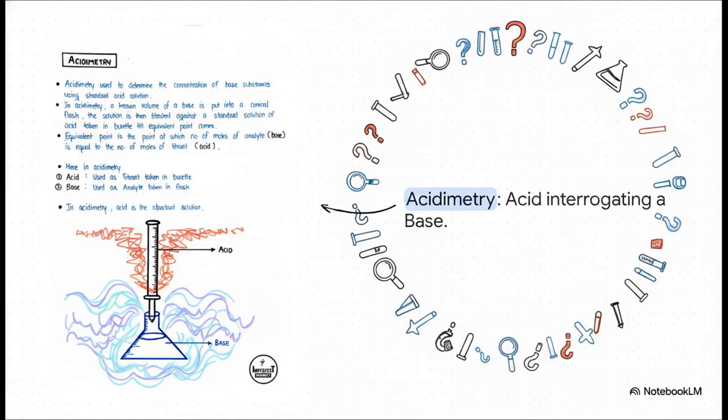This visual brilliantly illustrates one of the classic setups, acidimetry. Check out this apparatus. We have a standard acidic solution up in the burette, our interrogator, dropping down into a basic or alkaline substance waiting in the flask below. We use the known acid to determine the exact unknown concentration of the base.